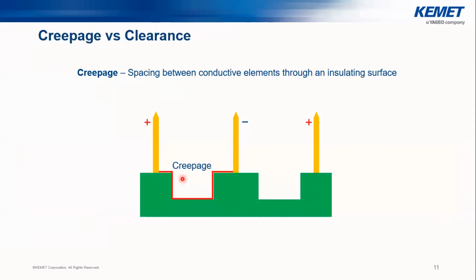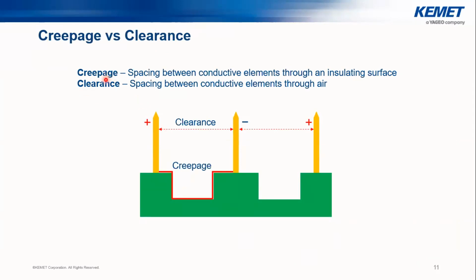When it comes to this type of phenomenon, we consider two things that have two different definitions: creepage and clearance. Creepage is the spacing between conductive elements through an insulating surface. And clearance is the space between the conductive elements through the air. We know that air has a much lower insulation capability and breakdown, so we always design components that can handle these clearances.